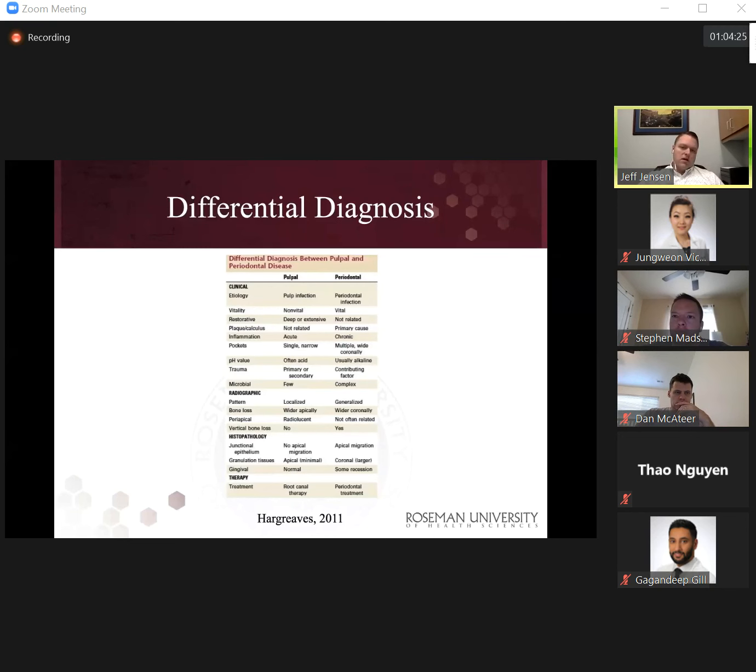Restorative is not necessarily related to perio. You could make an argument for overhangs and things like that, but typically you're going to see a deep filling or caries on the pulp side. Versus the periodontal, you're going to have more of a plaque and calculus problem. I don't need to go through all of these really, but the big one there is vitality.